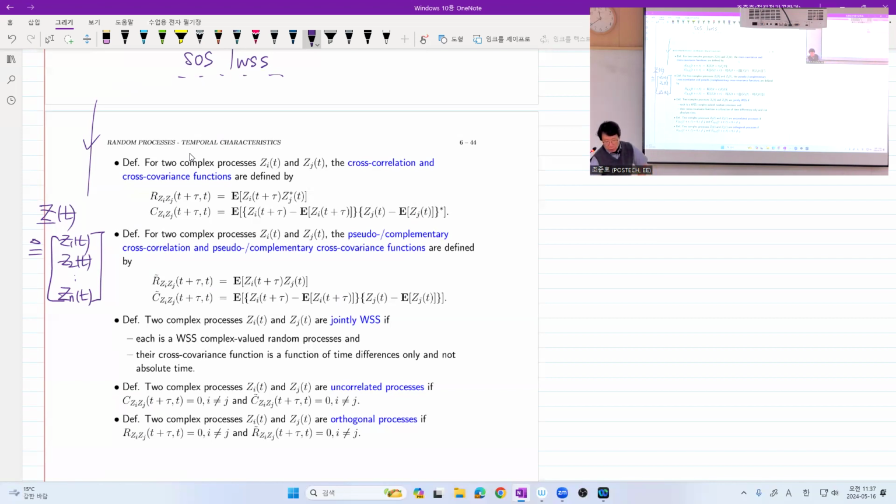Anyway, we define cross-correlation and cross-covariance functions like this. The only difference is that now you have Z1 and Z2, or Zi and Zj. And here go the conjugations, and here go the additions. Got it? Also, we need complementary or pseudo autocorrelation and autocovariance functions, without conjugation.